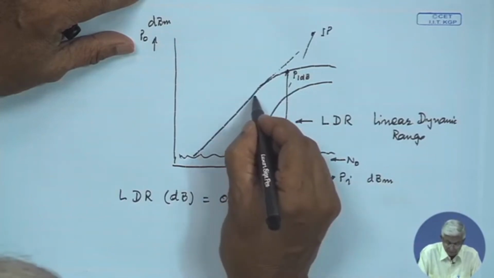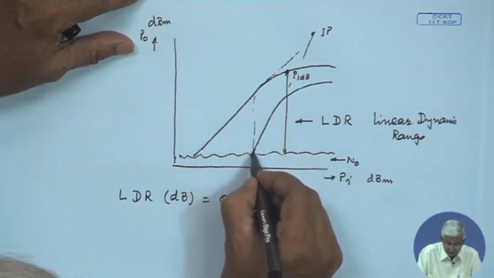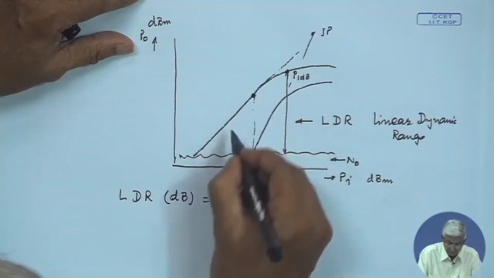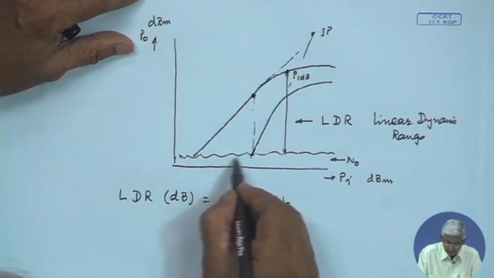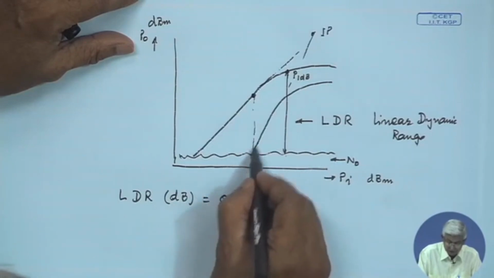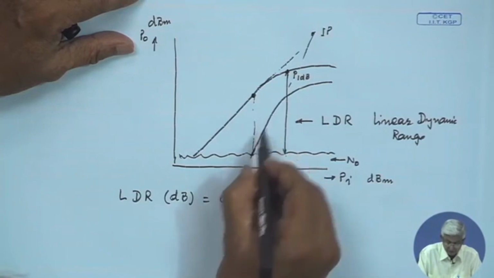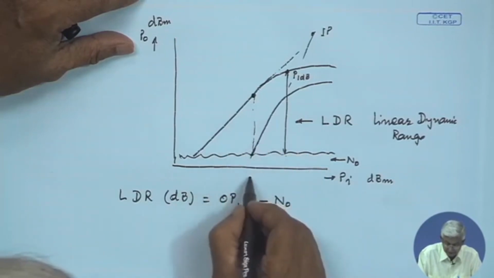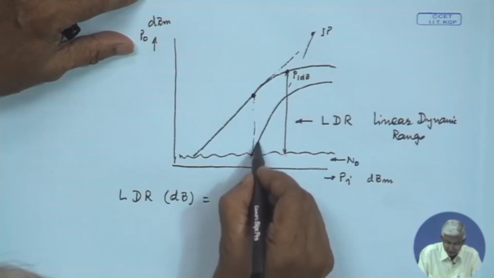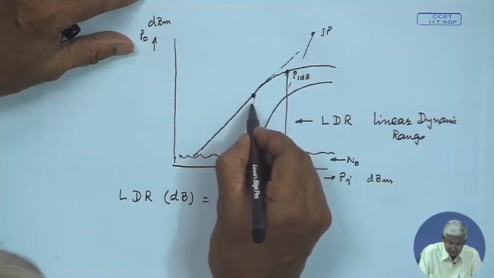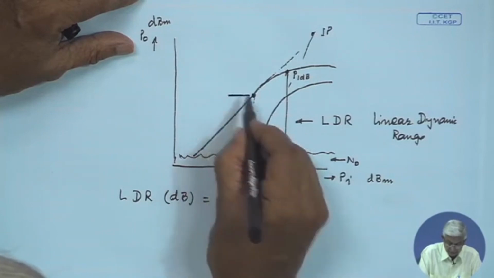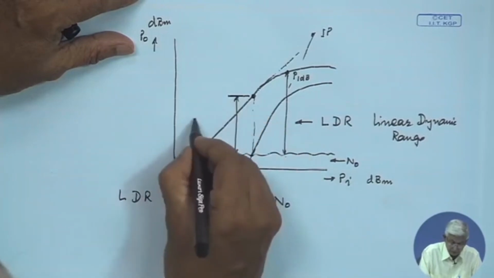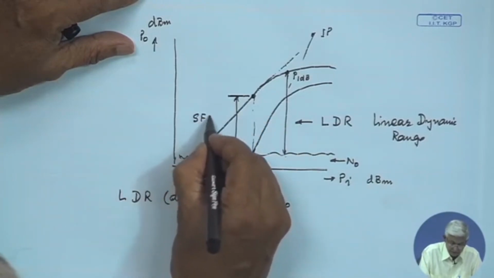So, therefore, we can see that below this point, the spurious noise, which is supposed to be the third order intermod, has not come. Spurious noise started coming from here. As we go to more input, spurious noise starts coming here. So, this dynamic range, this one, we can call spurious free dynamic range.